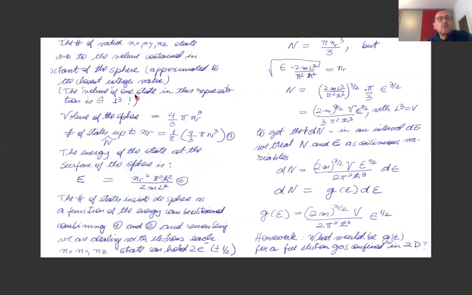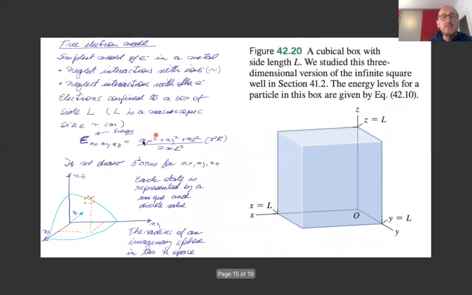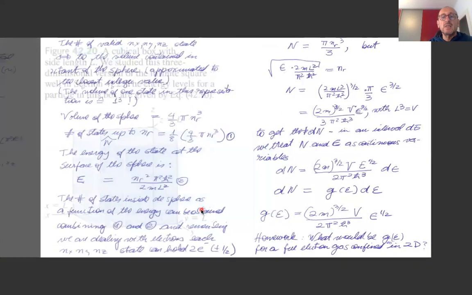So this is what I told you before. These are the number of valid nx, ny, and nz states, and then the total number of states that are contained in the octant of that sphere can be approximated by the closest integral value of, you know, if I approximate to the closest integral value, because it may not be an integral when I calculate it, that will be the number of states that has an energy less than the highest energy that's given by an R, which nr meaning is the radius, this radial direction, okay?